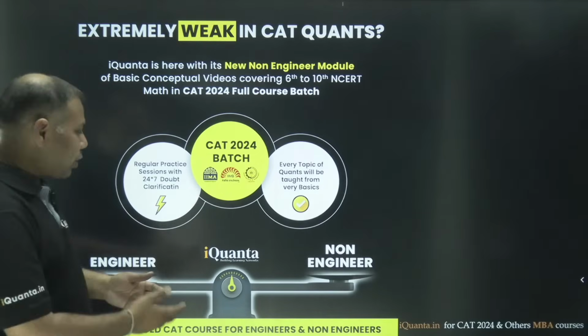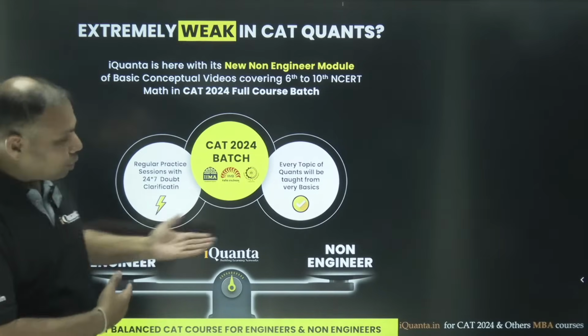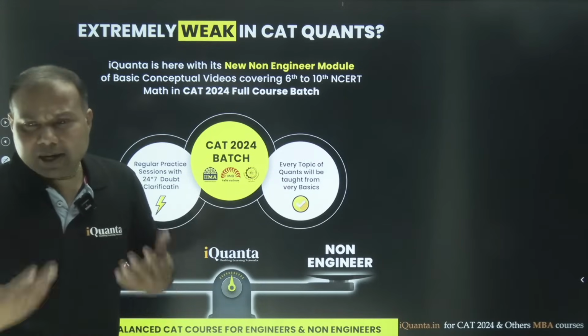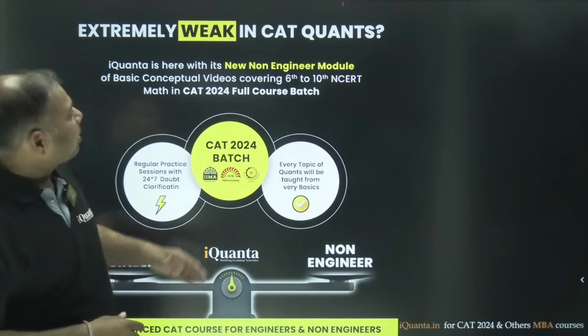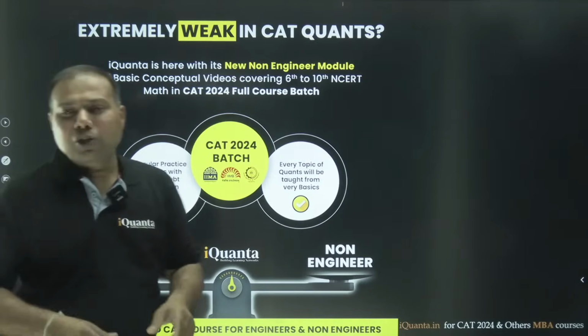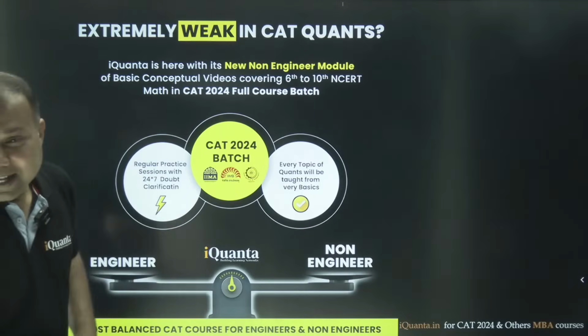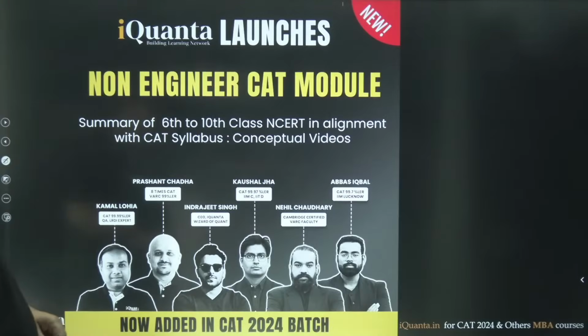So basically, whether you are from an engineering background or a non-engineering background, if you consider yourself good in quants or good in the maths part, or you consider yourself extremely weak, whatever be the case, this is the right place for you. And this is the non-engineer CAT module. This is already mentioned, and this is the team, all men in black here.